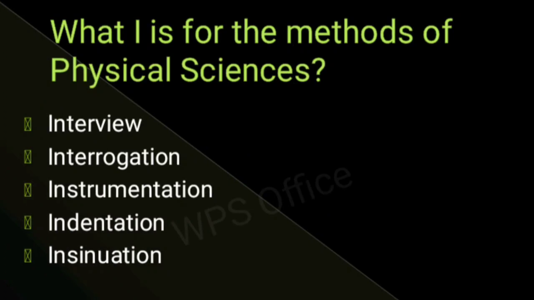Number two, what I is for the methods of physical sciences? Letter A, interview. Letter B, interrogation. Letter C, instrumentation. Letter D, indentation. Letter E, insinuation. The answer is instrumentation.